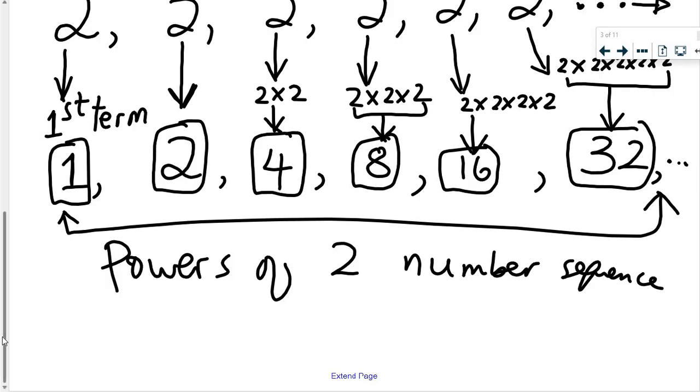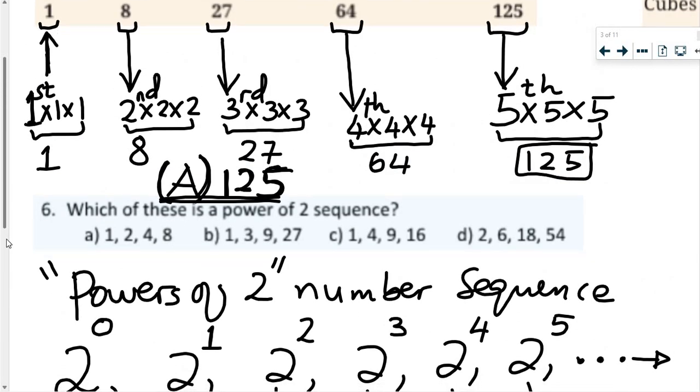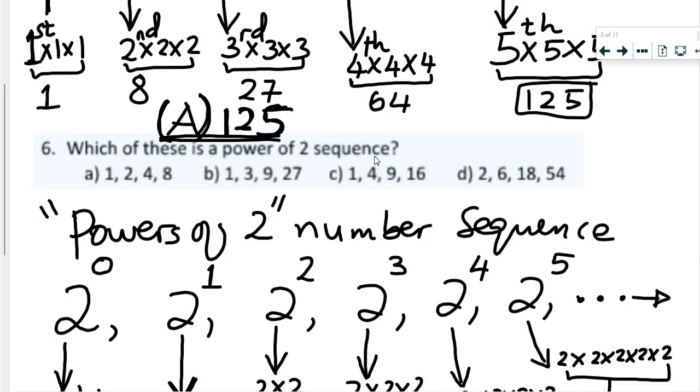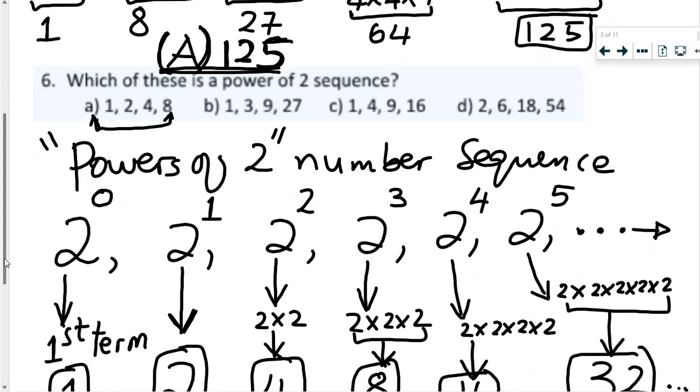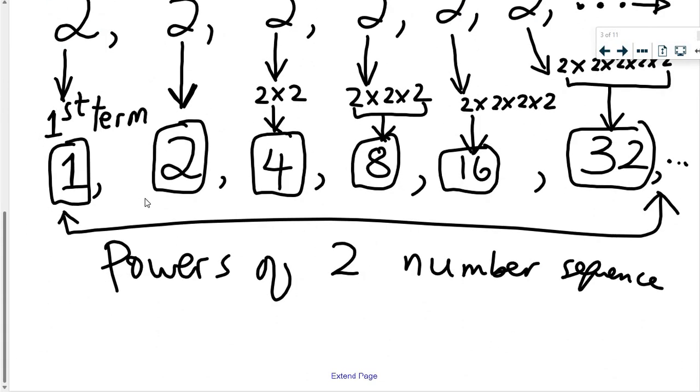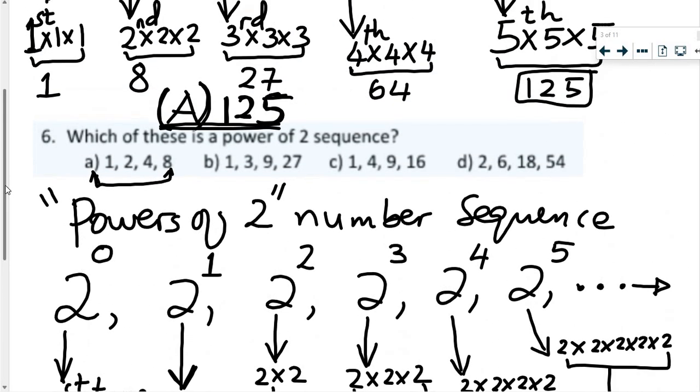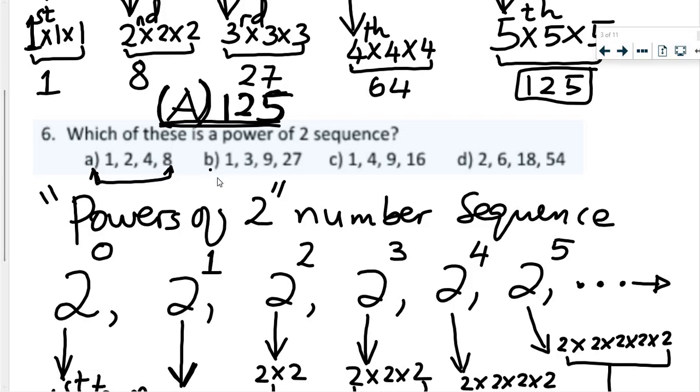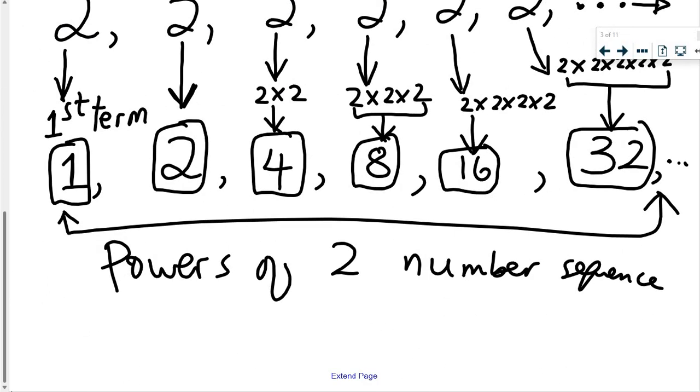They may ask you, so we have seen that the powers of 2 will be this option here: 1, 2, 4, 8, and so on. Those are powers of 2. What are these numbers? Look at these numbers: 1, 3, 9, 27. Those are powers of 3. Let us try to see.